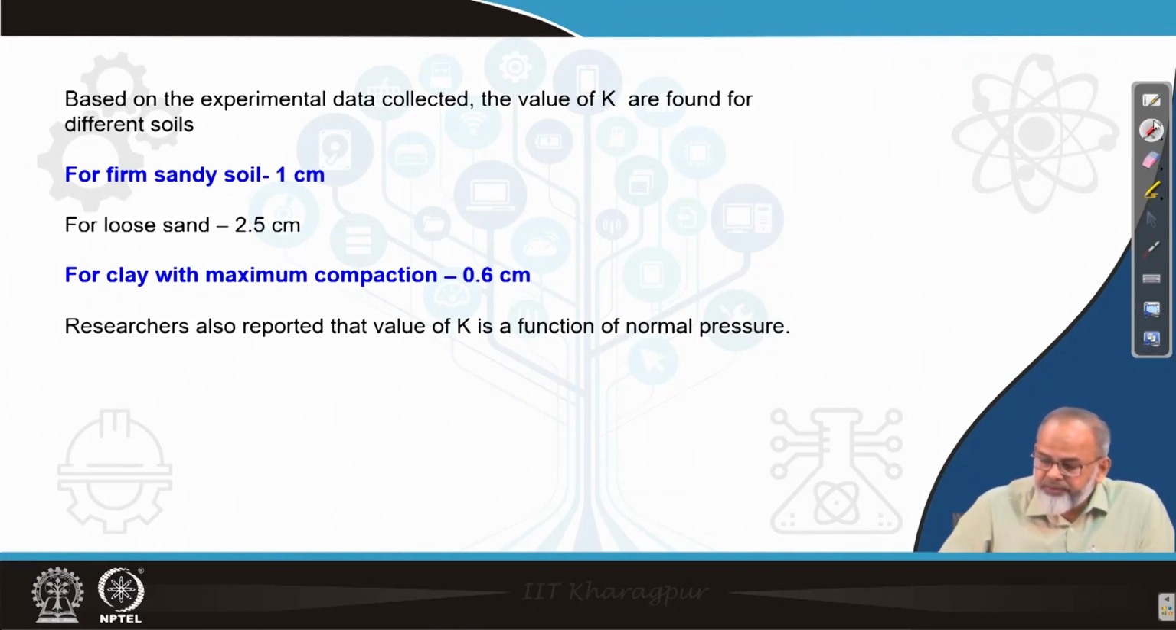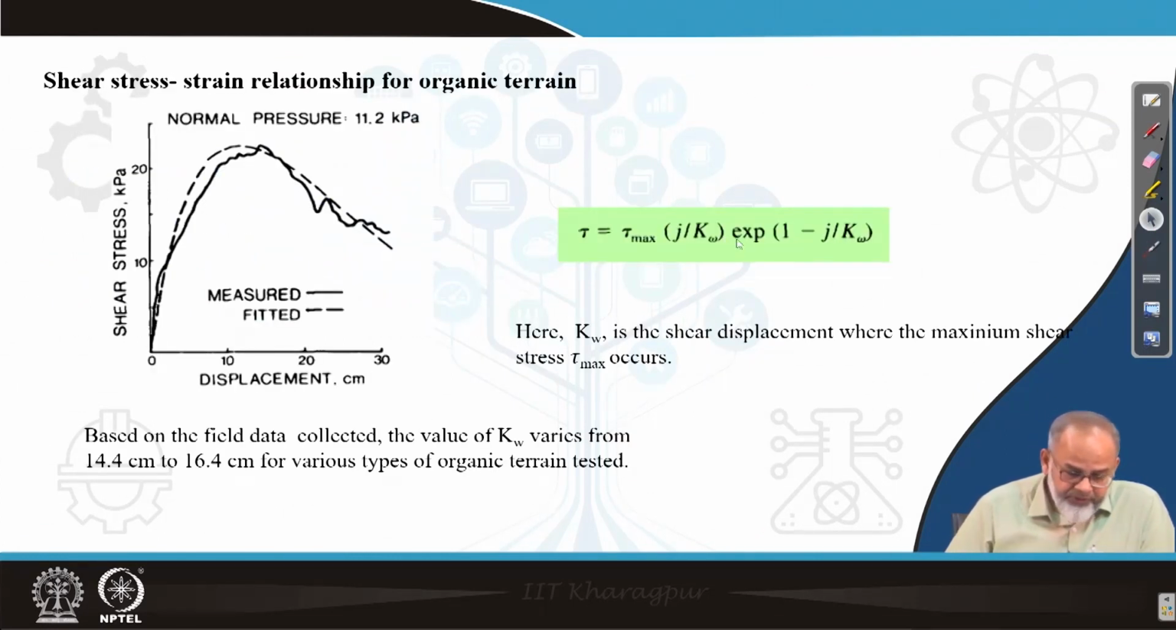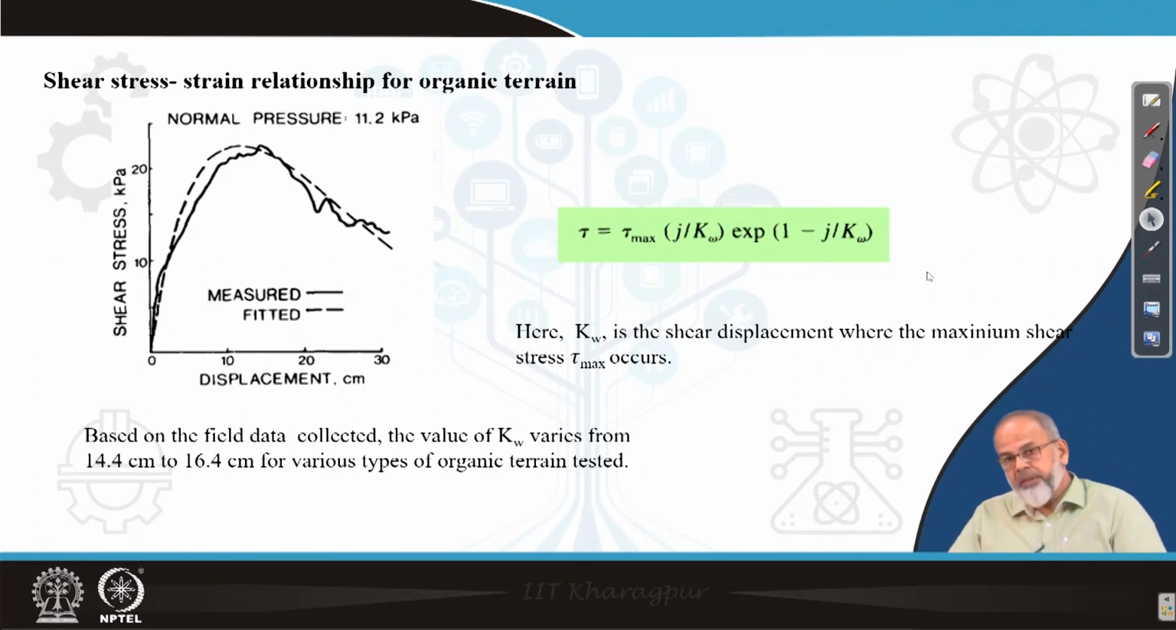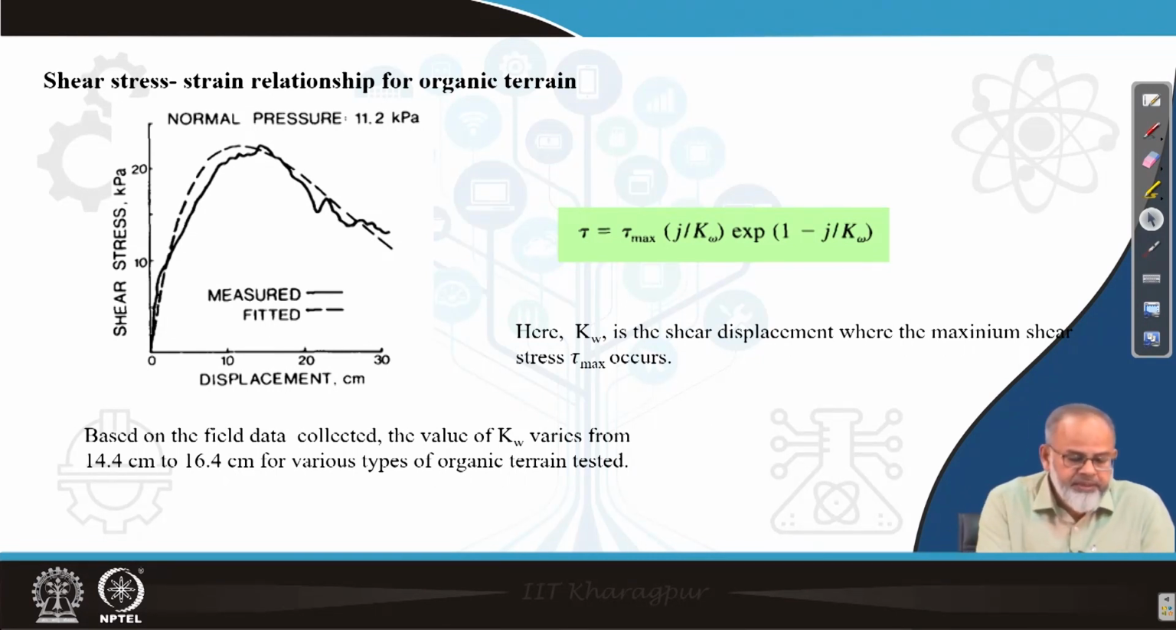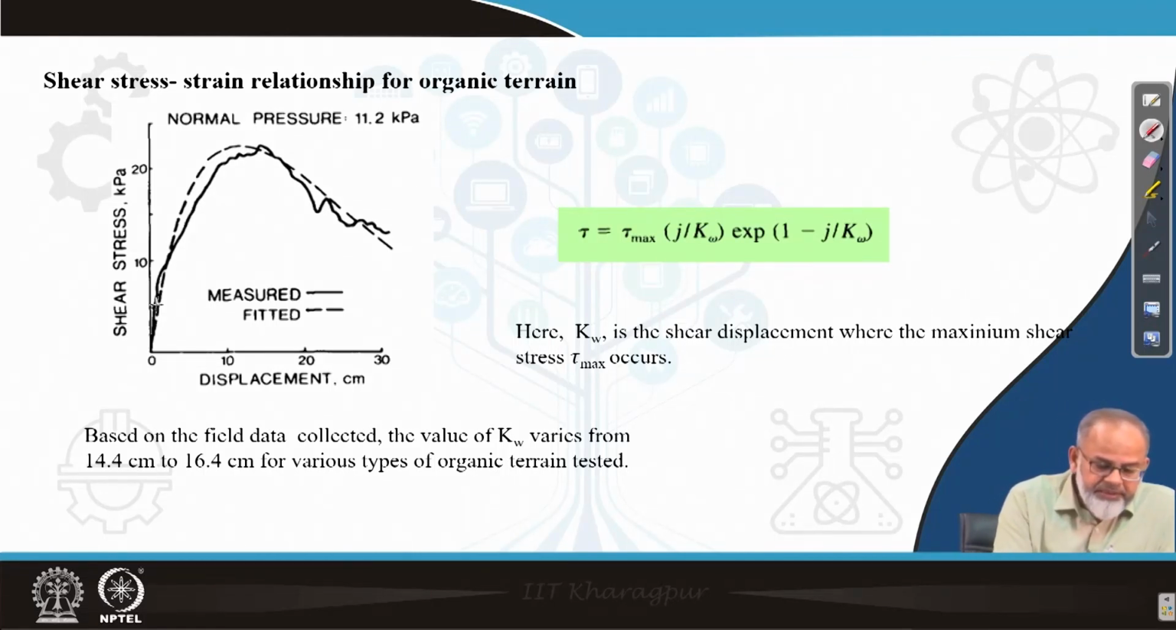Next, we'll try to find out the shear stress, shear displacement relationship in case of organic terrain. Organic terrain means the top cover is vegetative cover, and on the bottom there will be saturated peat or saturated clay. If that is the condition of soil, then the shear stress, shear displacement curve will look like this, shown on the left side of the slide. It is initially rising to a maximum value. In fact, you can get a hump here, then it is going down.